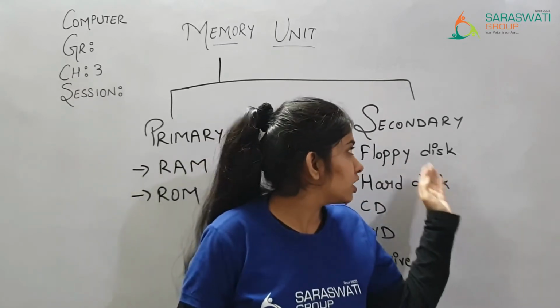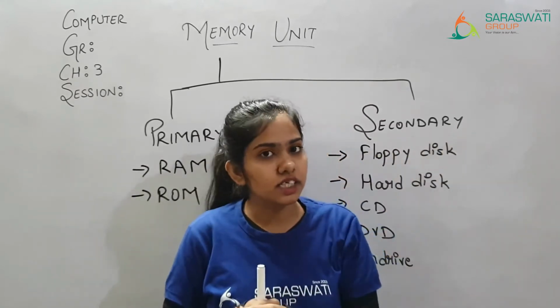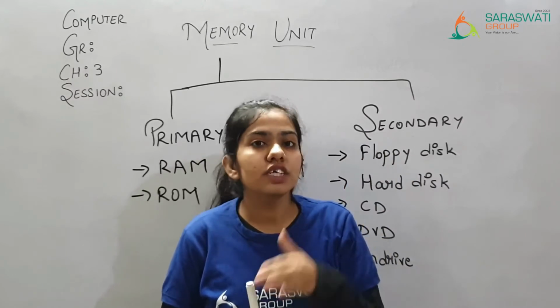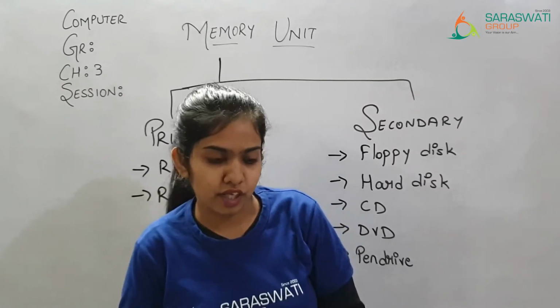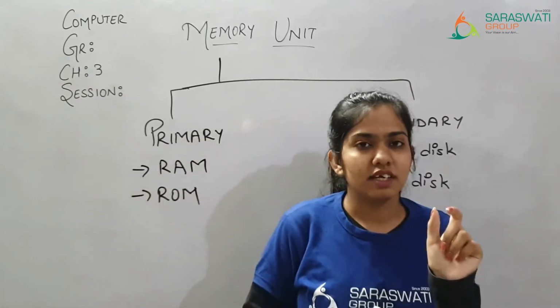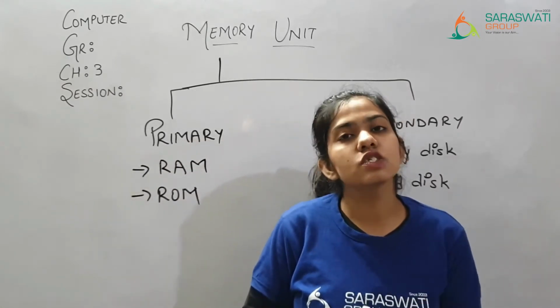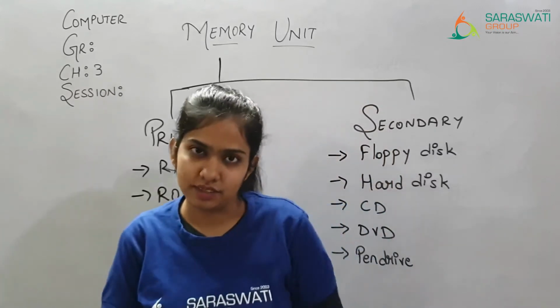So in the computer, secondary memory is located outside the computer. That's why it is also known as external memory, or you can also call it auxiliary memory, because it is connected with an auxiliary cable. That's why it is known as auxiliary memory.